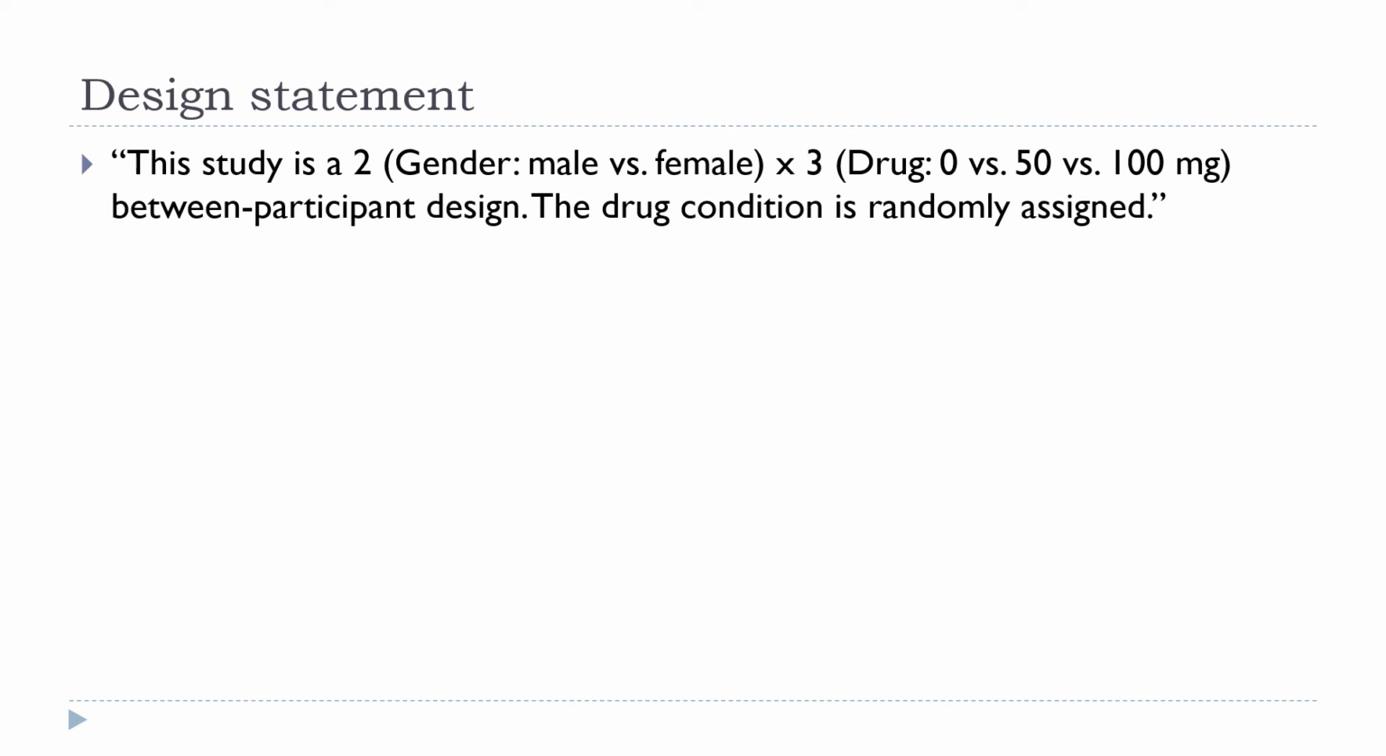This includes all the information that we need, and then within parentheses we further label in terms of how we're naming the variable, gender or drug, and the different levels of that variable, male versus female, 0 versus 50 versus 100 milligrams. So you can see how you might have a design statement written out in English that clarifies the type of design that it is, how many variables you have, the different levels of each variable, and what we're calling everything, as well as what has been randomly assigned.